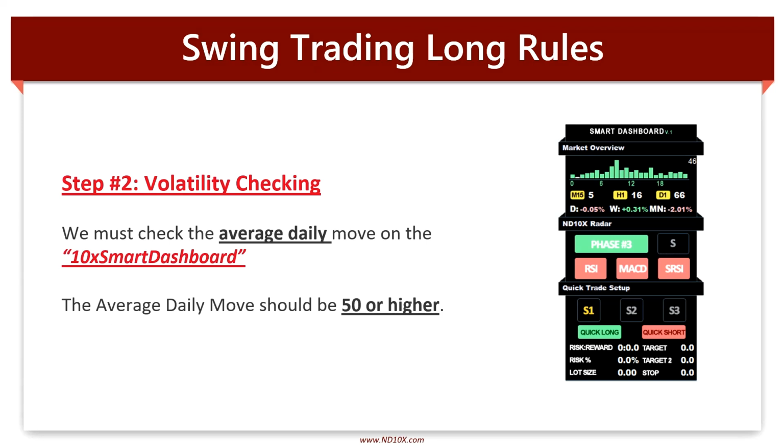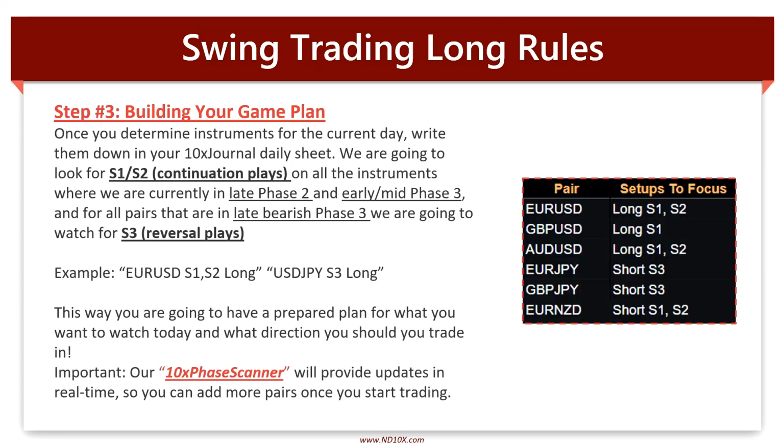Step 2. Volatility checking. We must check the average daily move on the smart dashboard. The average daily move should be 50 or higher. So as you can see here on this example, the average daily move is 66. So that would be acceptable and we could proceed with the trade.